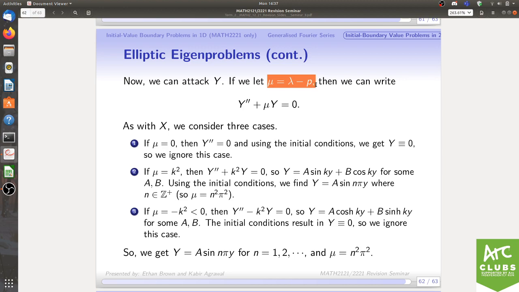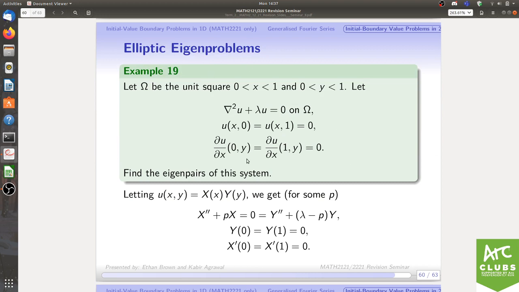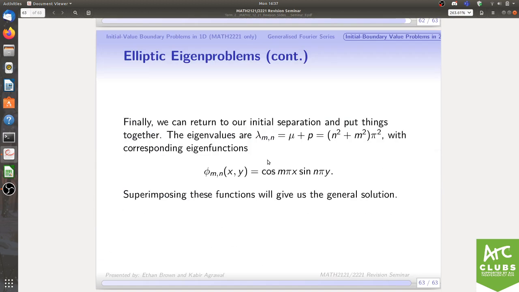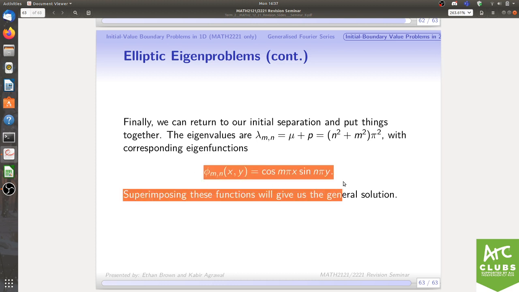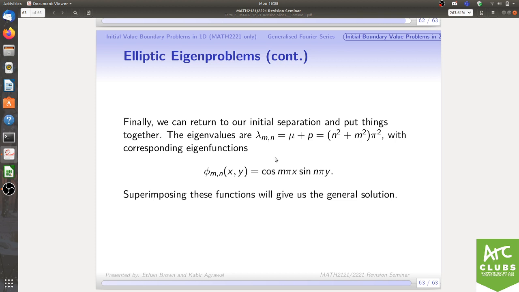So what ends up happening is that we now know mu and p, so we can work out lambda. And the ultimate point of the question was to work out the pairs lambda and u. So we know that lambda m comma n is equal to mu plus p, which is given by this. That is why we can't use the same naming scheme, because our objective is to work out lambda, which is dependent on two separate eigenvalues, which are related in a way. Then our corresponding eigenfunctions will be a product of the functions based on our x's and y's, and superimposing them will get us our general solution.